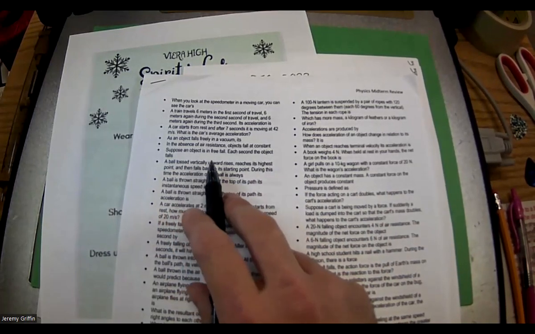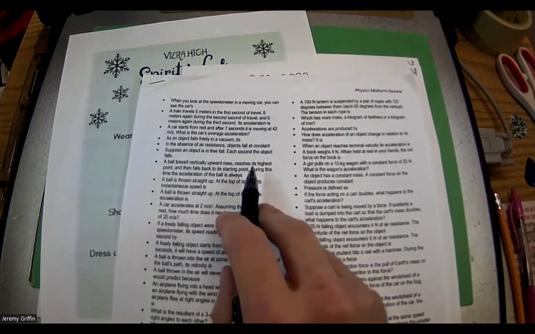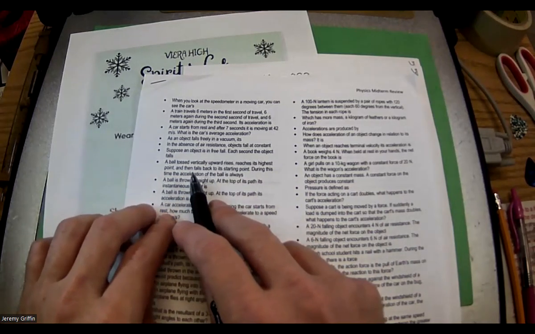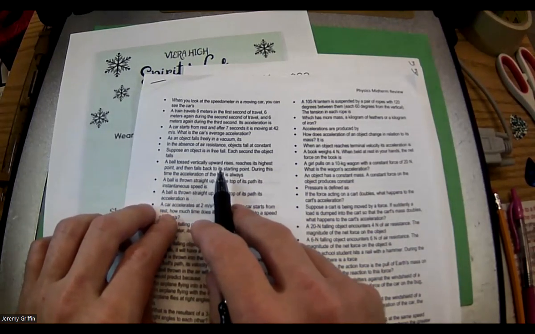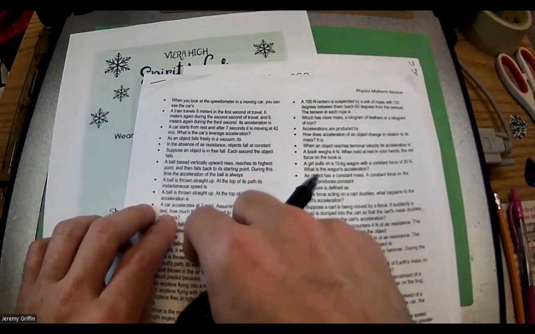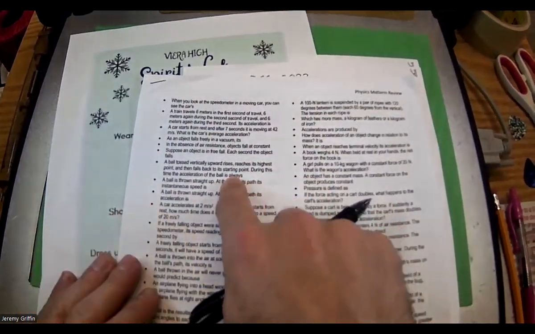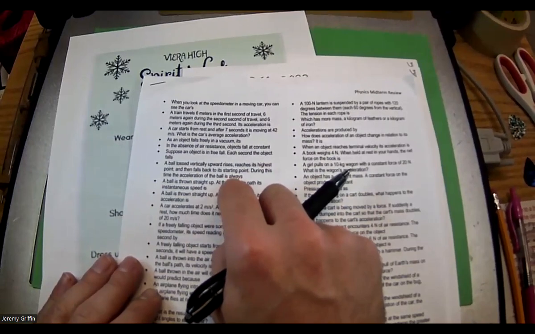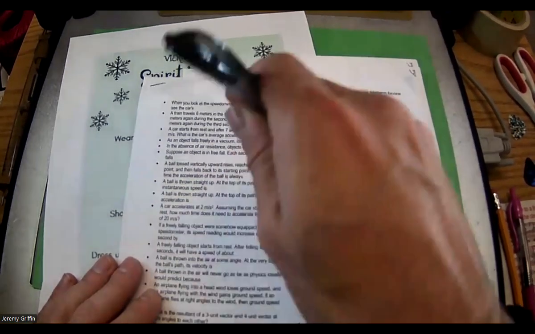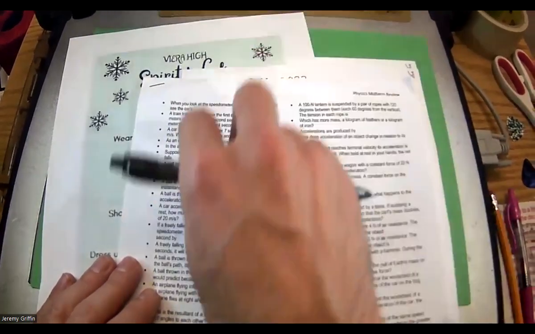A ball tossed vertically upward rises, reaches its highest point, and then falls back down to the starting point. During this time, the acceleration of the ball is always, okay, let's do magnitude and direction. What's the magnitude of the acceleration on Earth always for free fall? It's called 10 meters per second squared. And what is the direction of that acceleration? It's always pointed which way? Towards the Earth, or you could say down, right?